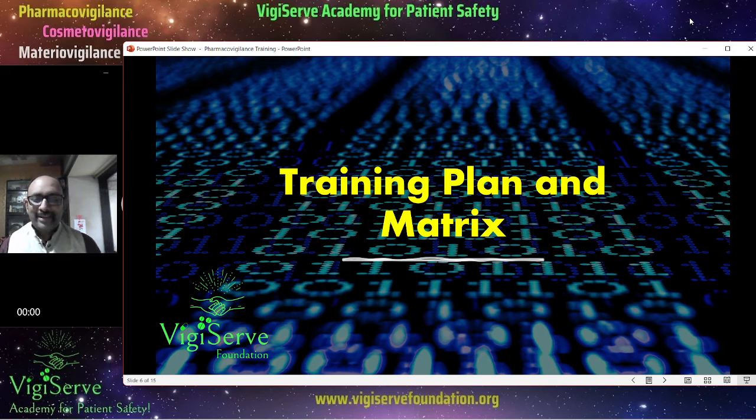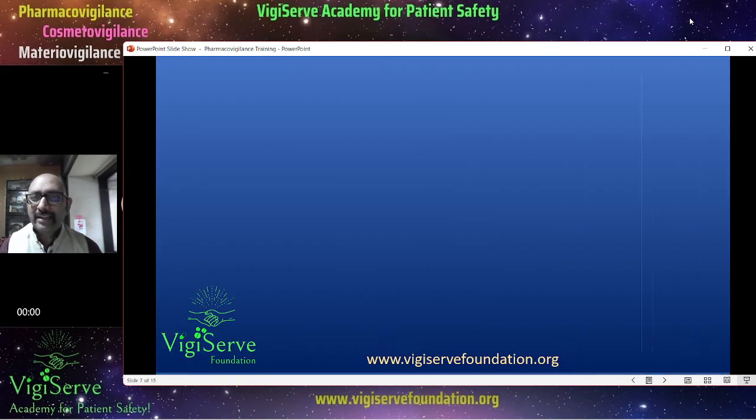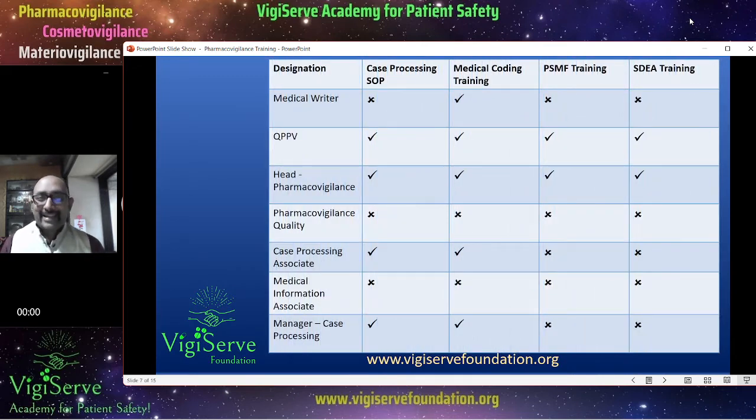Okay. But what does this entail, right? What does a training plan entail, and what does a training matrix entail? I'll be explaining that to you. So this is an example, okay? A sample training matrix. On the left, you can see a column with the designations, and on the right, or horizontally, you can see the columns that talk about the various SOPs and various aspects in pharmacovigilance. Also, it talks about PSMF, SDEA training. So this is just an indicative list, not a comprehensive list, just for your understanding.